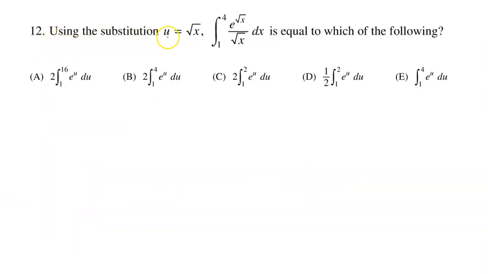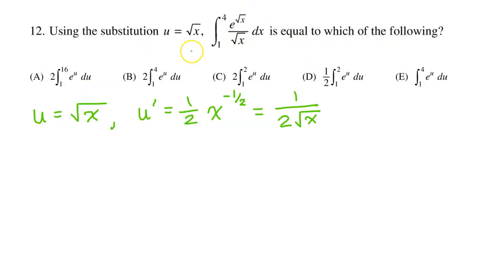Using the substitution u equals the square root of x, this definite integral is equal to which of the following? First of all, if u is equal to the square root of x, which is the same thing as x to the 1/2 power, then u prime will equal 1/2 x to the negative 1/2 power. Dropping the x to the negative 1/2 power down to the denominator, we have 1 over 2 times the square root of x.